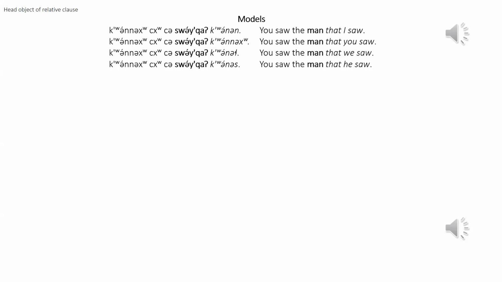A very common use of the relative clause is a pattern that is usually called a cleft construction.